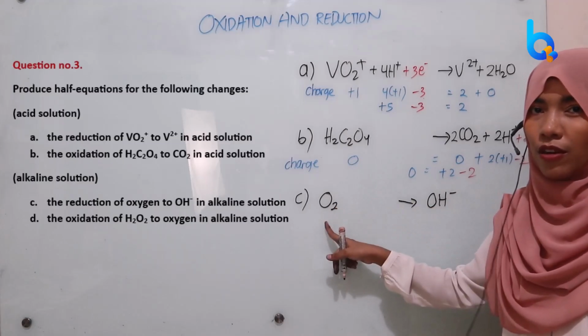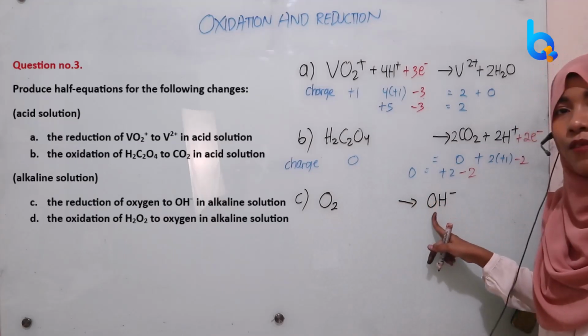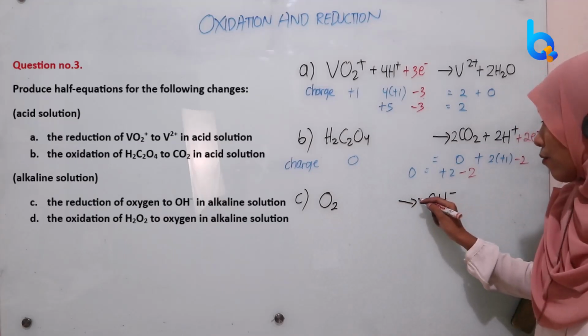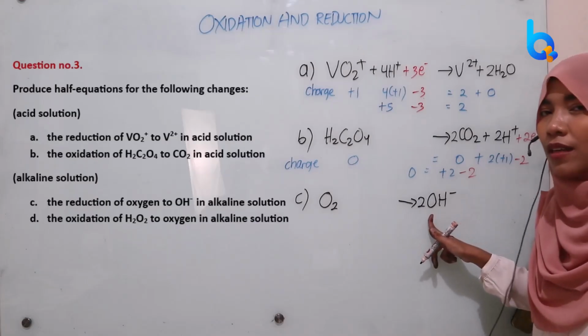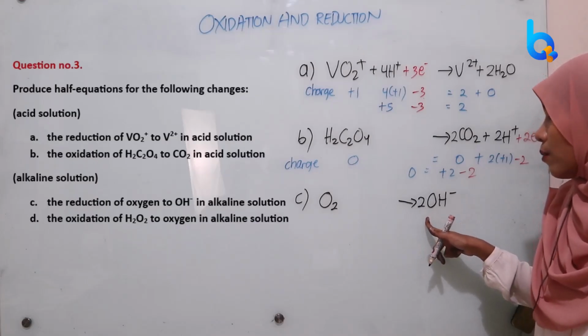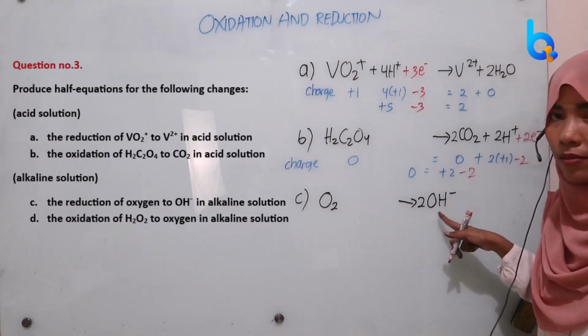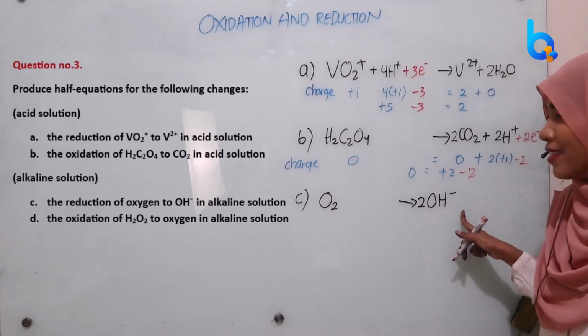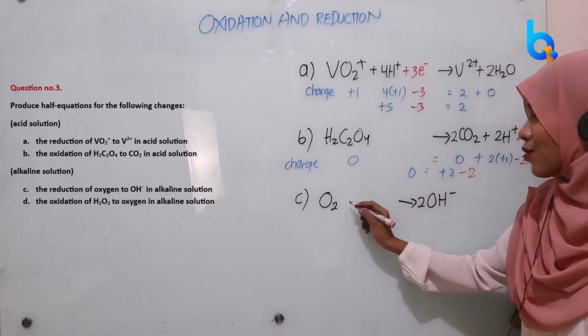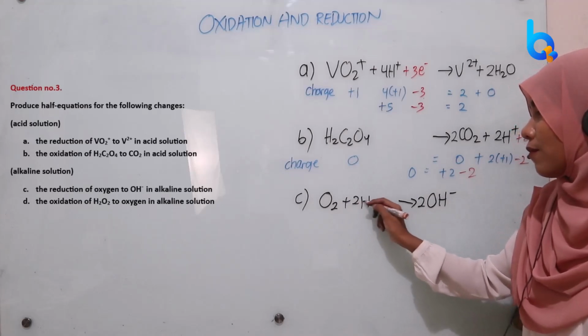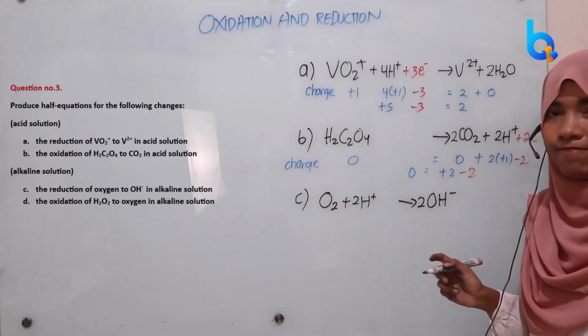So we have 2 oxygen here, so we need to have 2 oxygen also here, so we have to multiply this by 2. Now step 3, we have to balance the hydrogen atom. We have 2 hydrogen on the right side, we don't have any on the left side, so we need to have 2 H plus here.